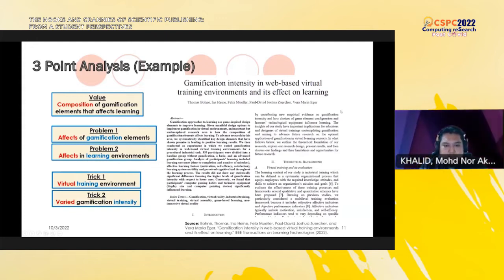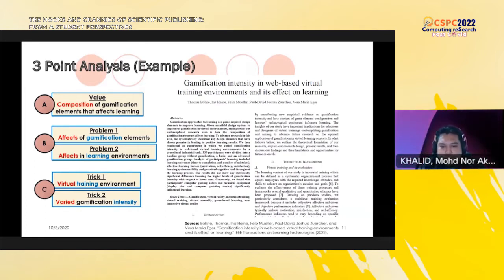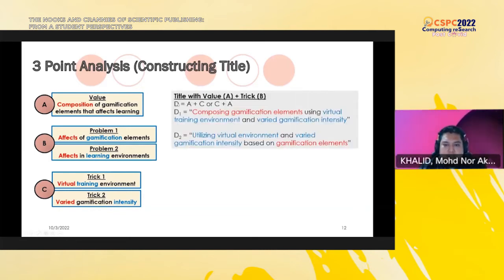And you can reverse engineer as well. From here you can actually design, let's label this A, B, C, right? And design your own introduction and title. So let's say we want to construct a title from this. Let's say you identify value, problem, and trick by yourself, not from other papers. The problem can be from other people's work, but the value and the trick need to be defined by yourself. So if you want to construct the title, usually we try to define it by using A plus trick C actually.